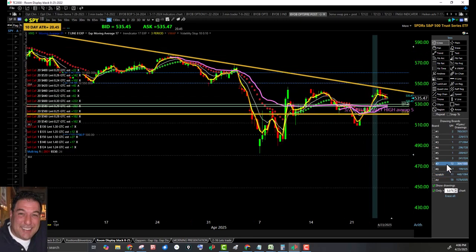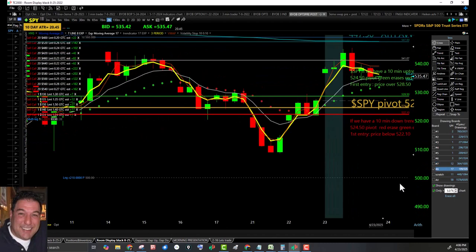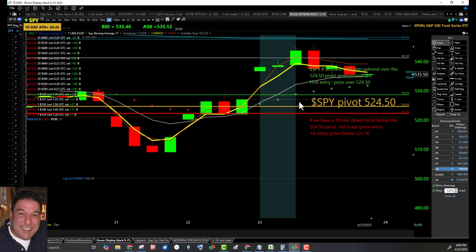On the game plan, the game plan was irrelevant. Why? Because we gapped up way over the green line, way over the pivot, way over the red line. So the game plan was irrelevant. But green erases red was still relevant in opening up this morning.